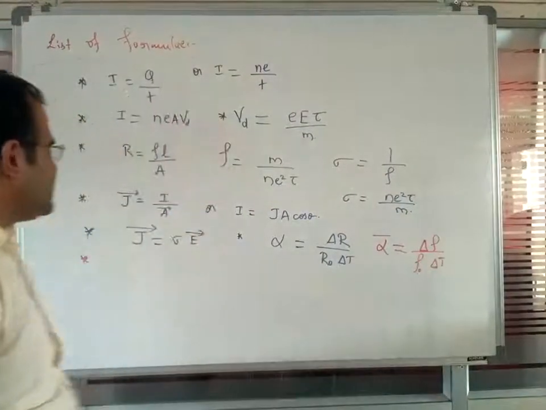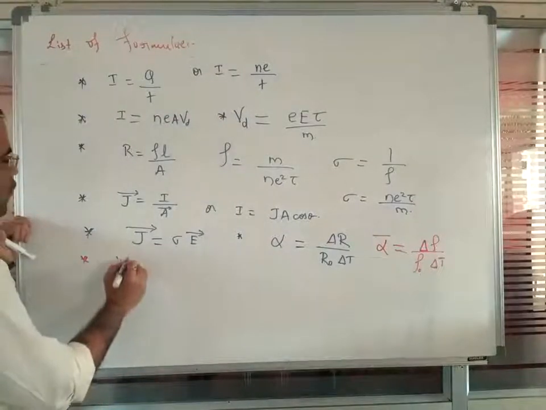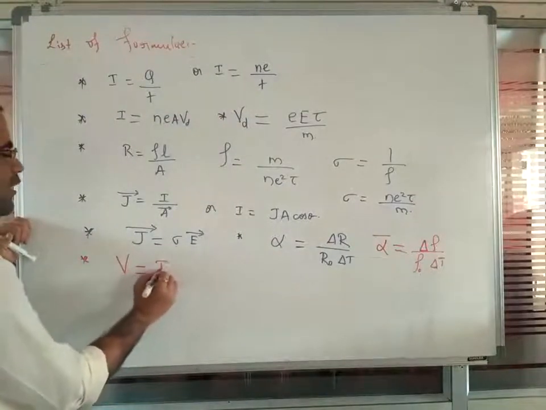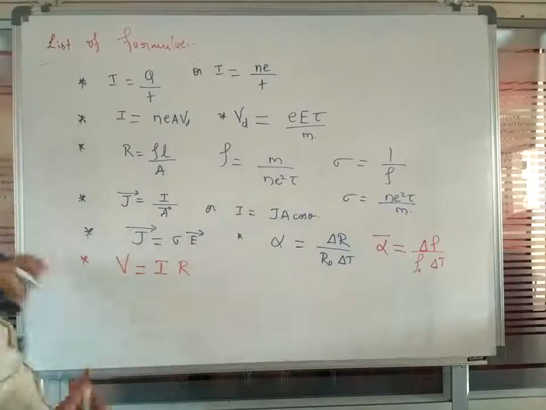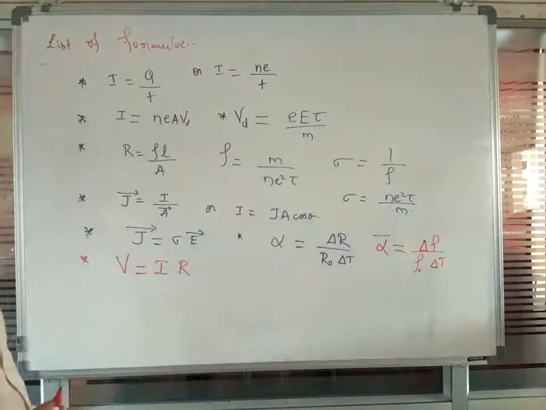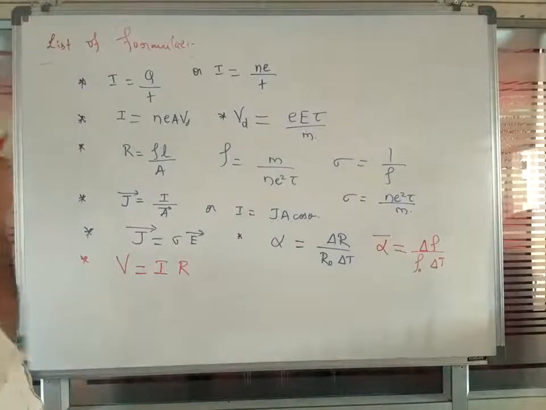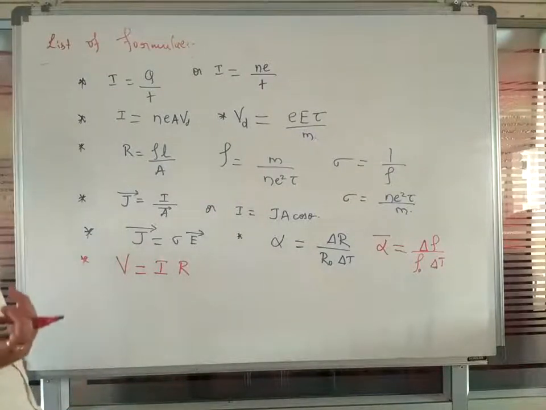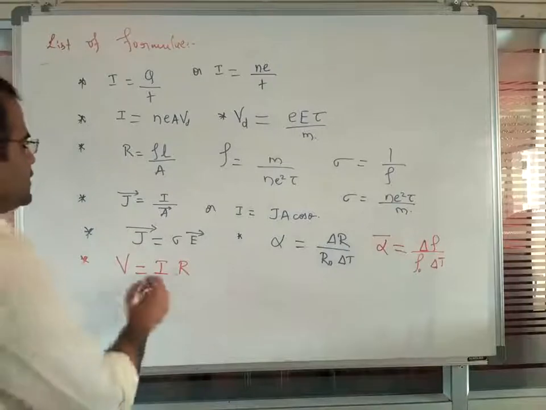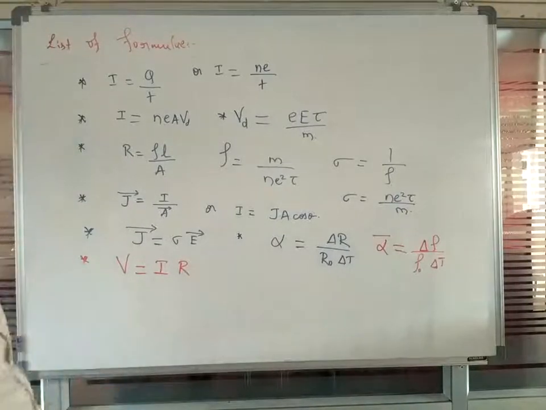After getting this, a very important formula is V is equal to I into R, which is called Ohm's law. Ohm's law is applicable only when the temperature is a constant value. So this is the equation you are observing regarding Ohm's law.